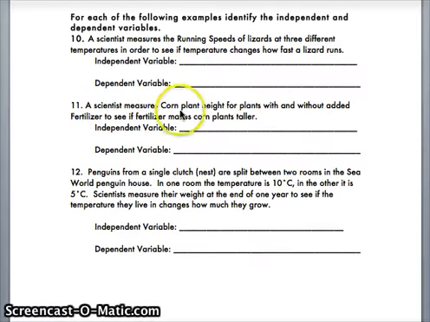A scientist measures corn plant height for plants with and without added fertilizer to see if fertilizer makes corn plants taller. Write the independent variable here. Write the dependent variable here.